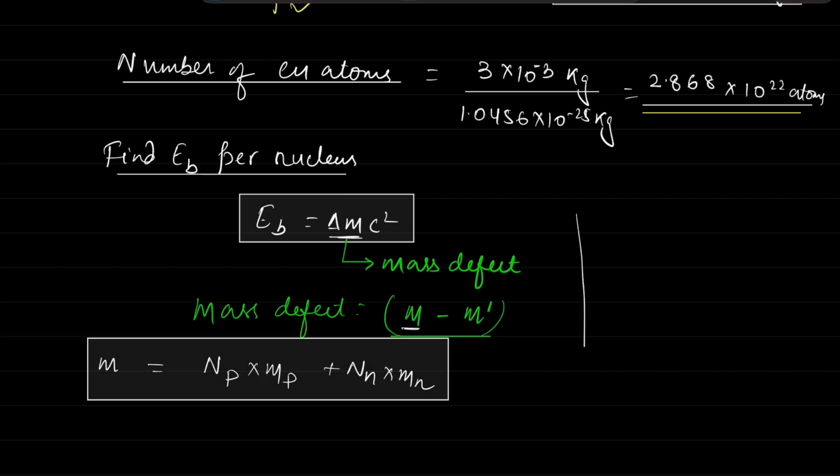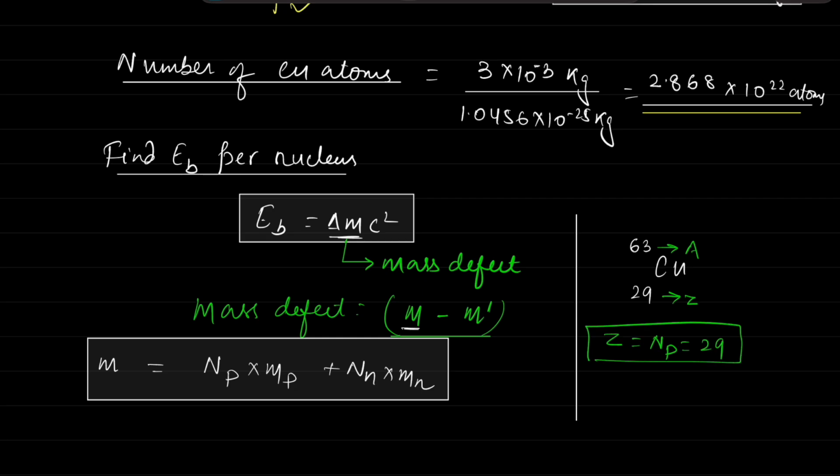So how to find the number of protons and number of neutrons? We know that copper atomic mass is 63 and atomic number is 29. So this is our Z and this is A. We have to find the number of protons and neutrons based on this information. Let's find the number of protons. Atomic number Z is nothing but the number of protons, and its value is 29. And A is equal to number of protons plus number of neutrons.